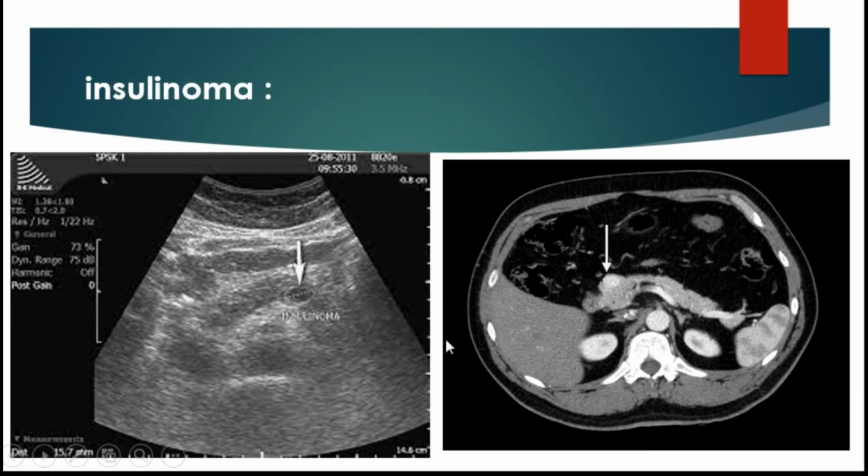And this is neuroendocrine pancreatic cancer. It's insulinoma. Most of the time it's less than 2 millimeters. Insulinoma is very small. We can see it on the CT scan and on the ultrasound. It's a very small pancreatic tumor.